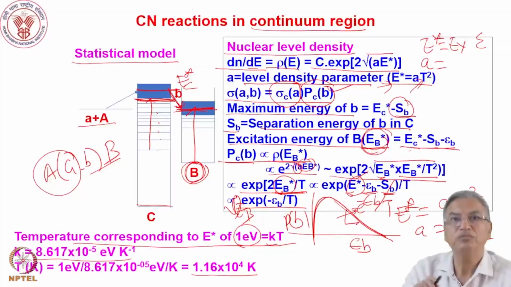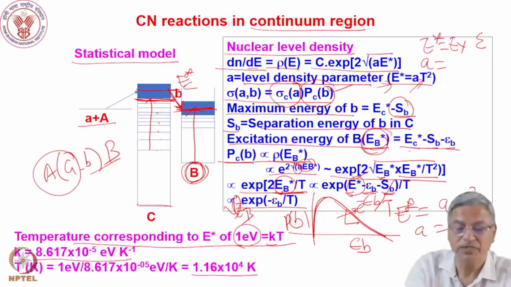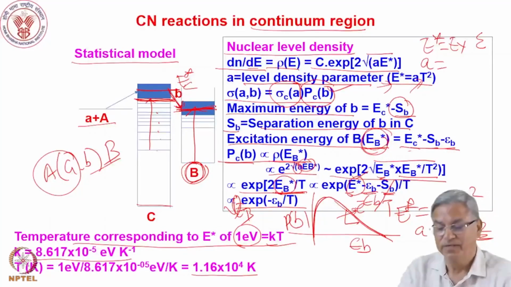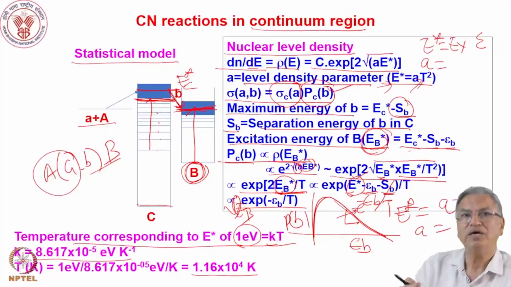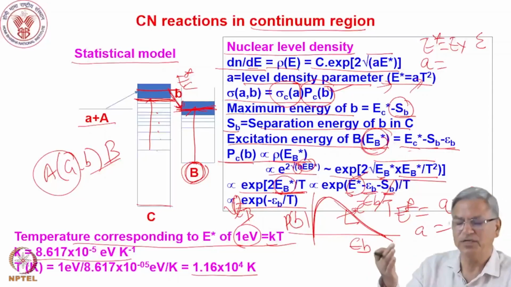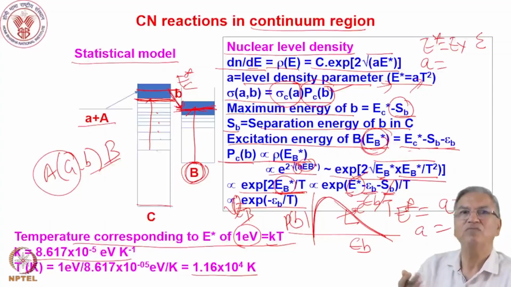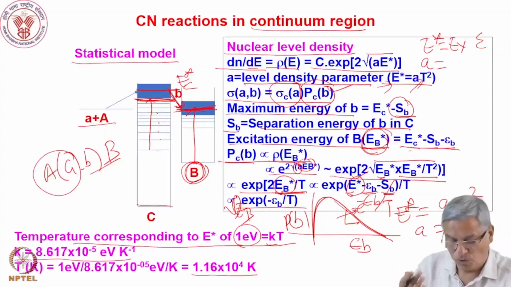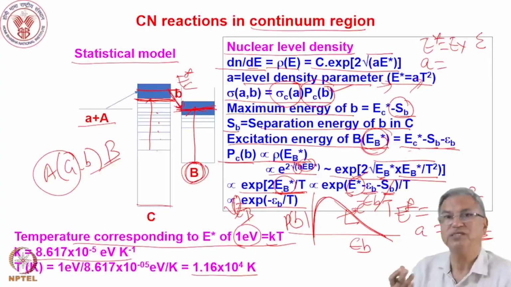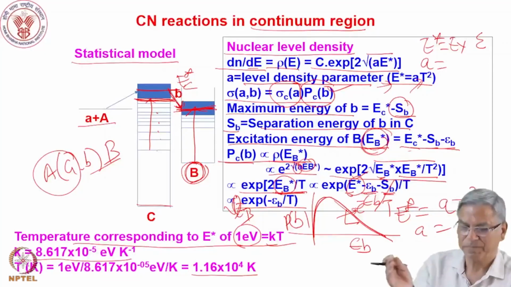From the slope of this, you can find out the temperature of the nucleus when it is hot. This is called the Maxwellian nature of the particle spectra. If a nuclear reaction happens and the particles evaporated by the compound nucleus follow this pattern, we say this is the signature of the compound nucleus. So one of the signatures of the compound nucleus is the Maxwellian nature of the particle spectra.